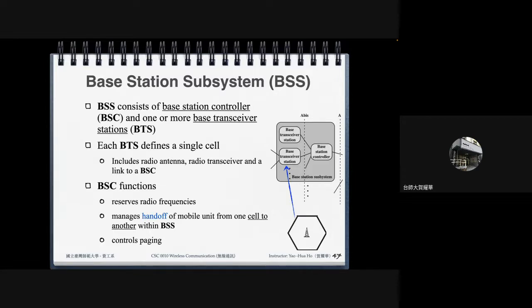Each BTS or BS is defined as a single cell, which includes a radio antenna, a radio transceiver, and a link to the base station controller. Now, the base station controller itself reserves a radio frequency. Actually, the base station controller reserves the frequency and manages the handoff of mobile units from one cell to another cell within the base station subsystem. 所以在这个 subsystem 里面，你要 hand off between any of those base stations, it can be handled by the base station controller, or it also controls the paging. 所以它把 workload of a MTSO 稍微分了一点。Okay, so that's the GSM.